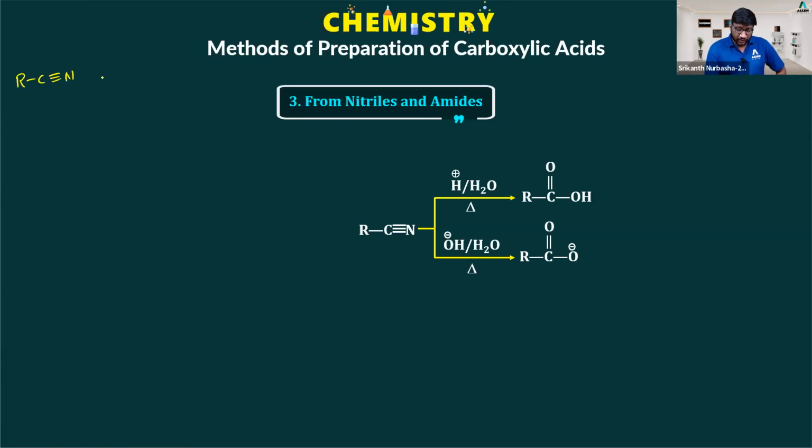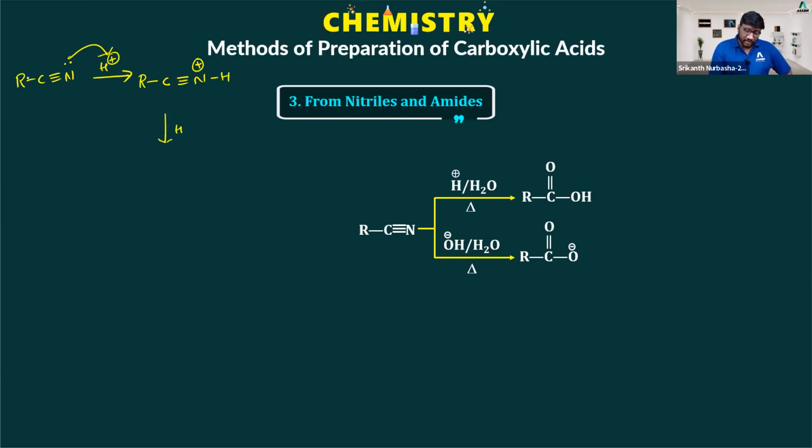RC triple bond N, you are doing the acidic hydrolysis, treated with H plus. Can I say the lone pair of electrons present on nitrogen will be attacking the H plus? So as soon as it attacks, what is going to happen? You get RC triple bond nitrogen. Nitrogen will now have a new bond with the hydrogen where nitrogen used its lone pair, so it will have a positive charge. This is now going to be attacked by water.